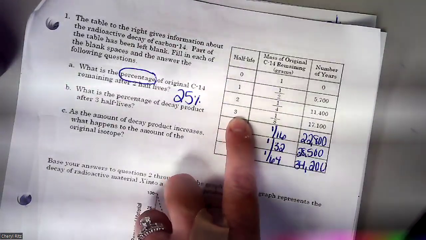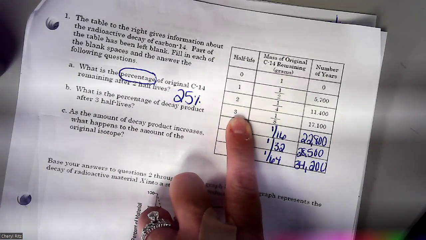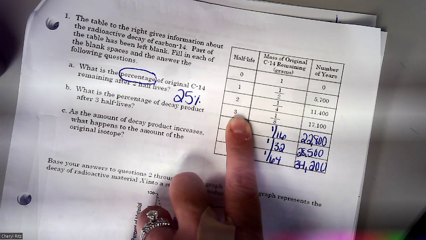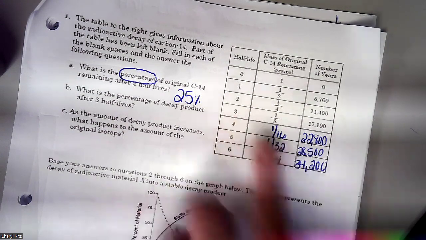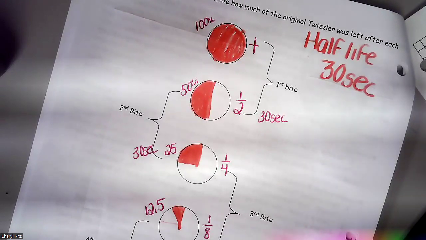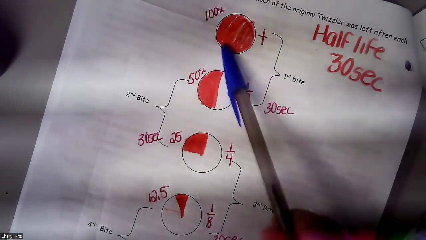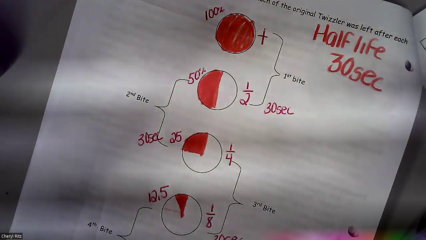Anyway, decay product after 3 half-lives. Does this chart tell us that? It does not. So what do we gotta do about that? How do we figure out the decay product? So let's look at these. Maybe this will help. How much decay product do we have when there's 100%? In fact, let's go here. Everybody go to page 8.